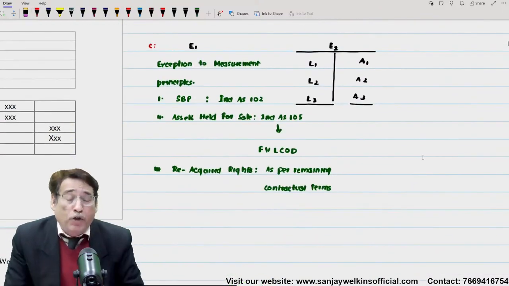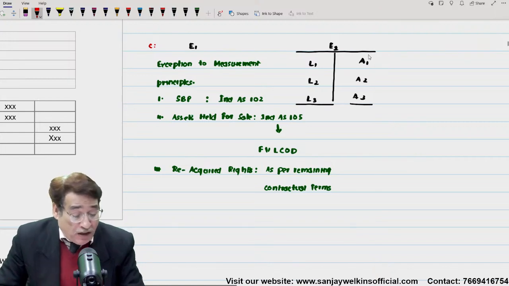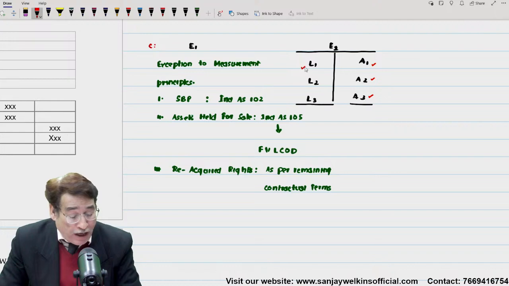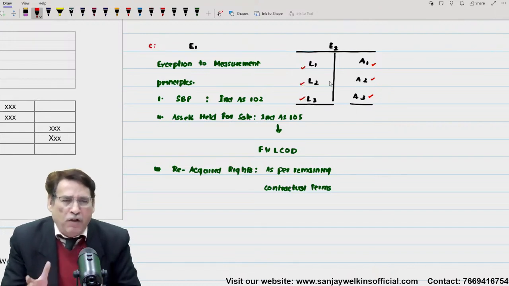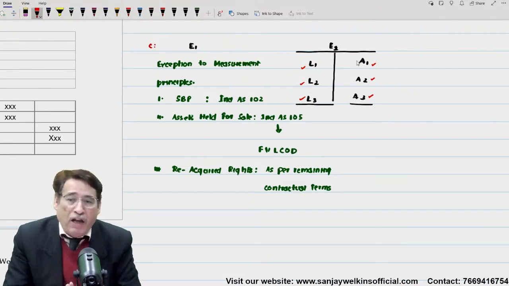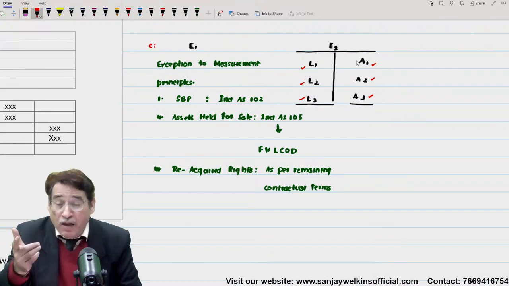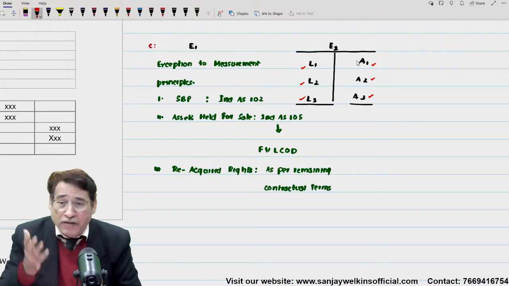Then second point, we talked about the fact that there may be some items which are appearing in the balance sheet of the acquiring company, correct? Assets and liabilities. The general rule is that we have to record them, and at what value are we supposed to record them? Please give me the answer now.